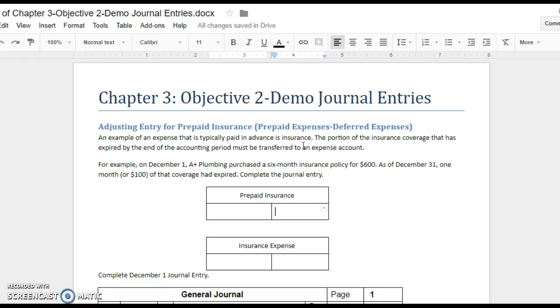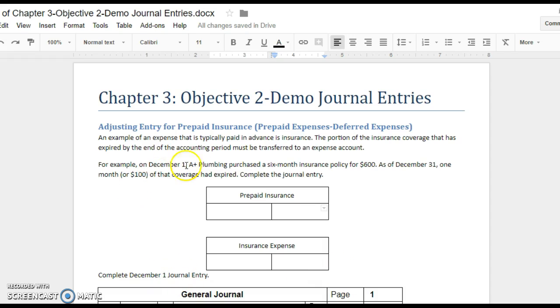The first one is a prepaid expense, or what we call a deferred expense, because we've deferred it from being an expense until later, until once we've used it up. So one of the typical ones is called insurance. For example, on December 1st, A Plus Plumbing purchased a 6-month insurance policy for $600. As of December 31st, 1 month of that has expired. So complete the journal entry.